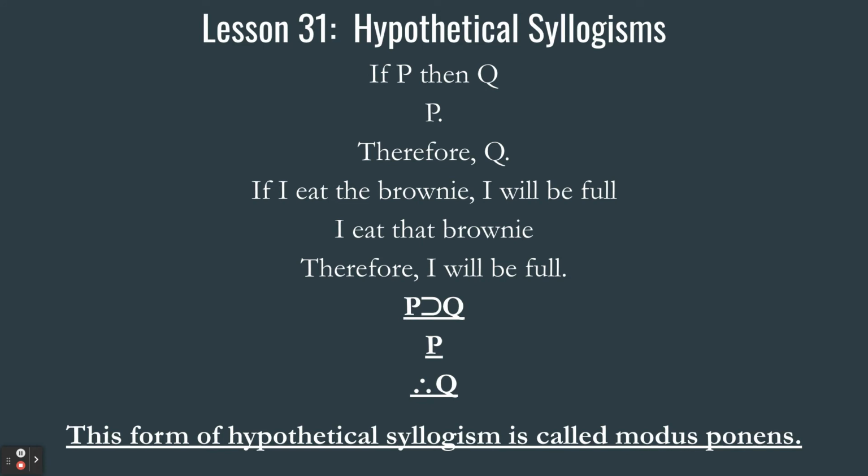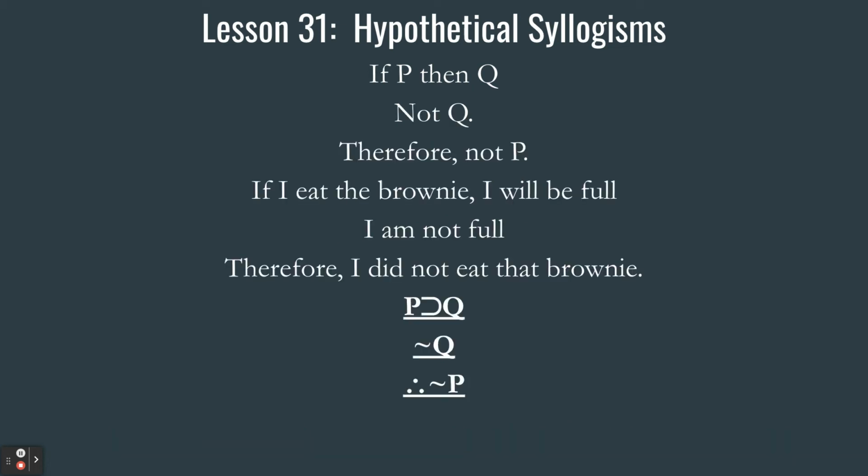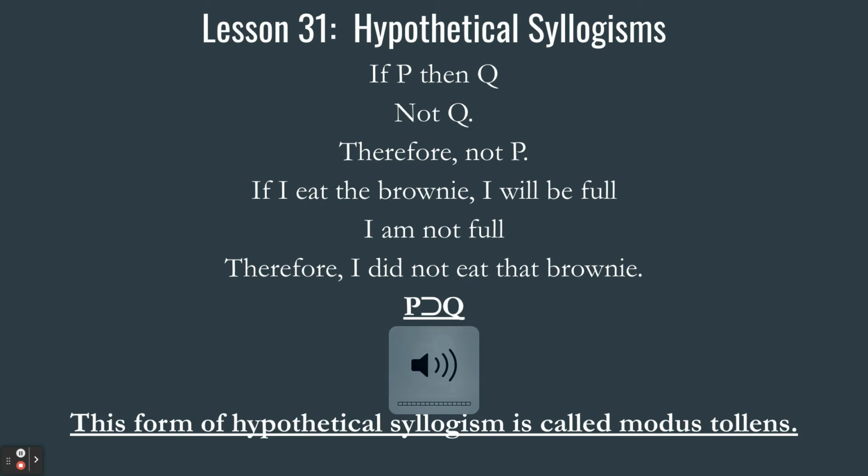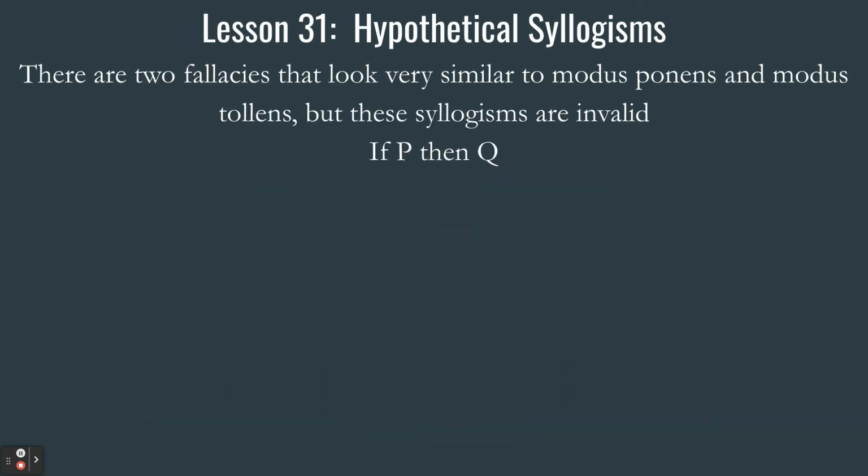These are the only two valid forms. If P, then Q, P, therefore Q. So in this one, P is in our second statement. And then modus tollens: if P, then Q, not Q, therefore not P. And that's in the conclusion. So those are the only two places that it can go and still be valid. Next we're going to look at the two invalid forms of mixed hypothetical syllogisms. And they are as follows.